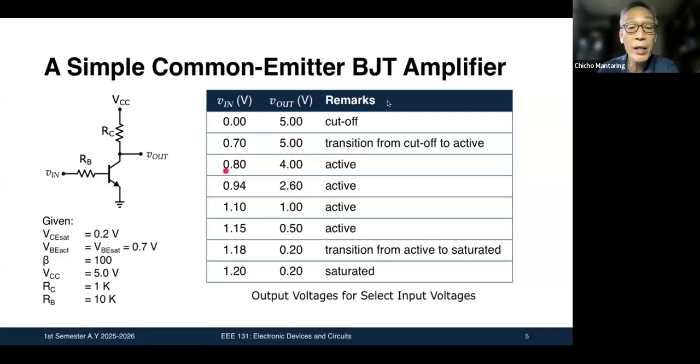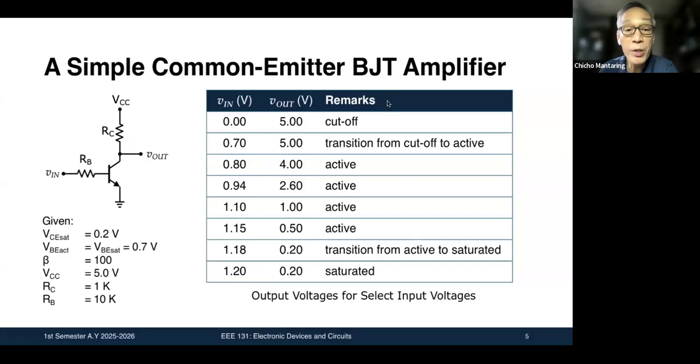Now, what happens when your input voltage increases beyond 0.7? Now your base emitter junction is conducting, and you will have a collector current. Therefore, you have a voltage drop across your collector resistor. So V out will be smaller now than VCC because of this voltage drop. In this instance, it is going to be 4 volts.